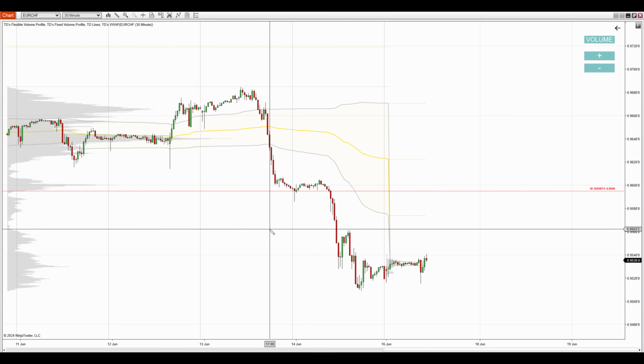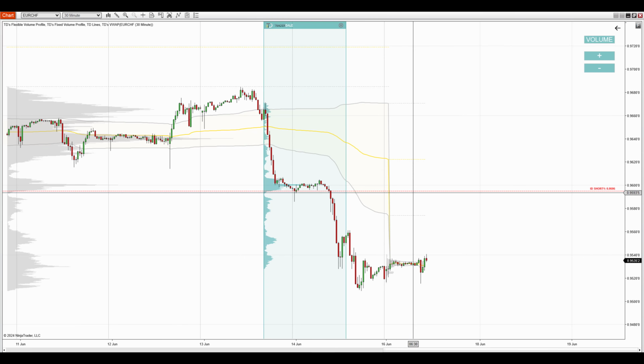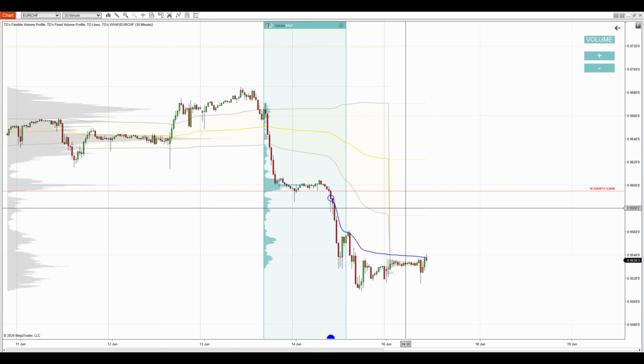So what I do is I anchor the VWAP at the end of the heavy volume zone from which a strong trend starts. So I anchor the VWAP here to this candle, and as you can see, the price reacted very nicely to it with this pullback and this reaction.